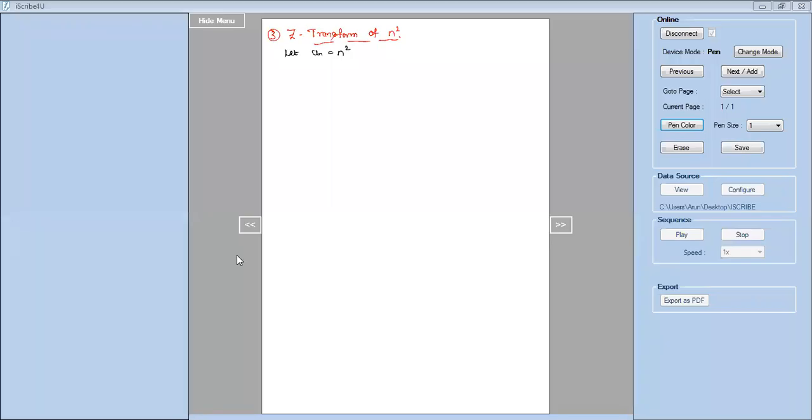So here u_n is equal to n square, the transform of n square. To derive the formula of this one, I'll use one of the properties which we have already defined, that is, the z transform of n power k equals minus z into d by dz of the z transform of n power k minus 1. So I'll use this property to derive the z transformation from here onwards.